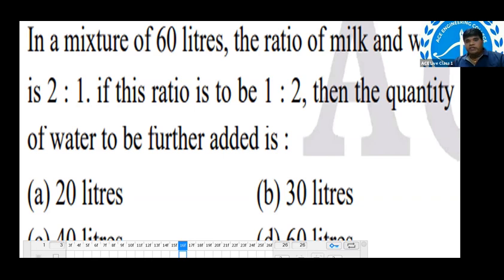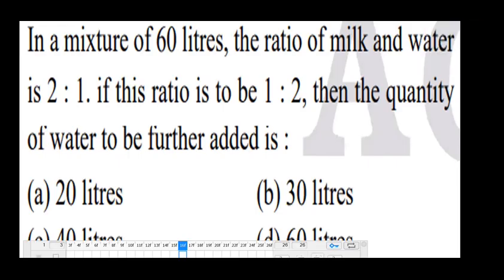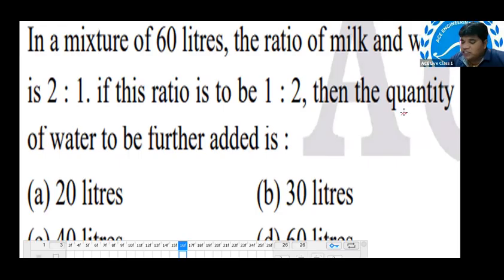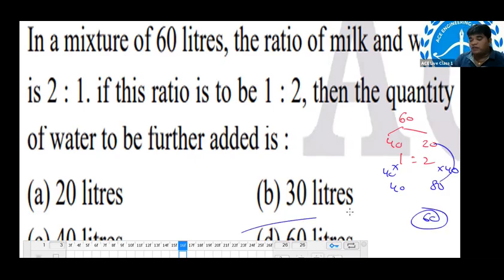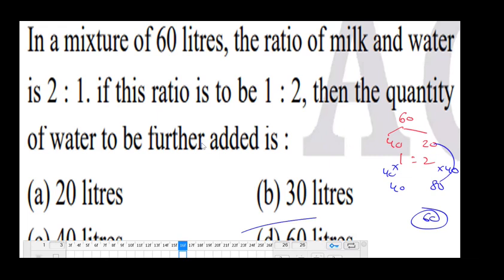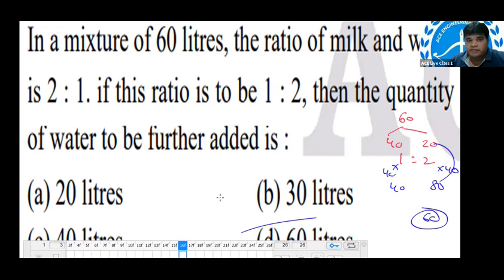Time completed, 1 minute. The answer is 60. Total 60 means 2:1, 40 and 20. So requirement 1:2. Water, milk same. Milk is the same, so multiplication 40, and the other should also be 40. So it is 40, it is 80, gap 60. So the answer is 60. Got it? Yes, sir. Right answer, Meghna.